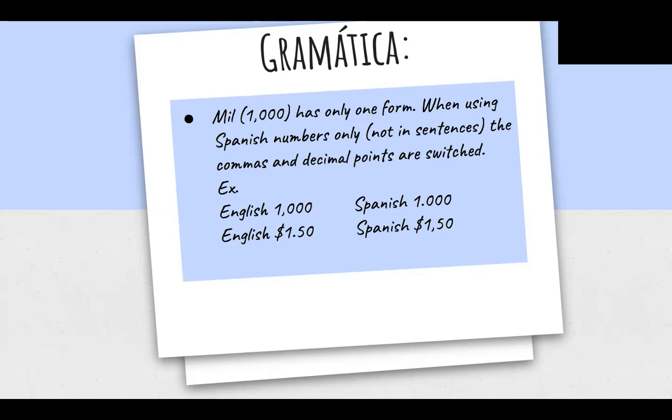When using Spanish numbers only, not in sentences, the commas and decimal points are switched. And remember, as I said before, that this is going to depend on the country that you're visiting. But for the most part, the rule of thumb is that in English, when you write 1,000, you will put 1,000. In Spanish, it's not at all unusual to see one dot or decimal and then 000.